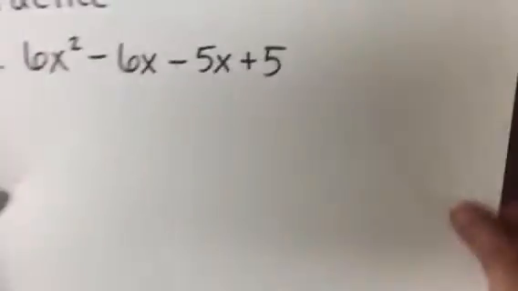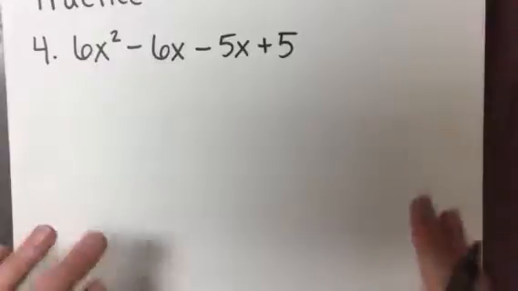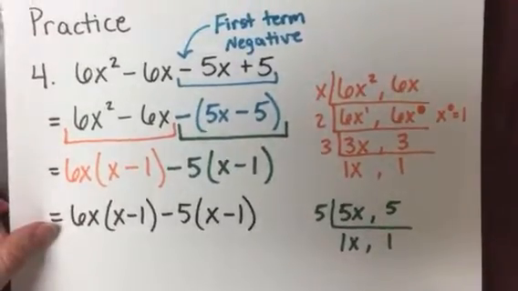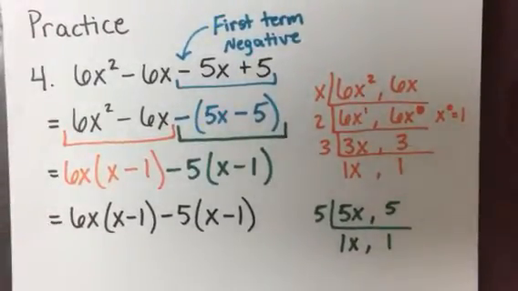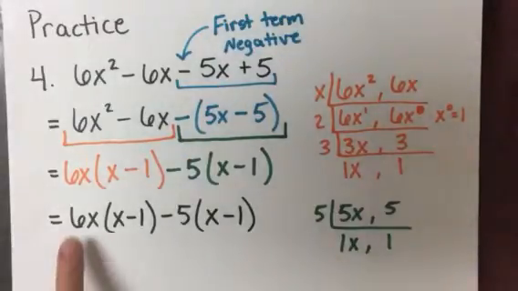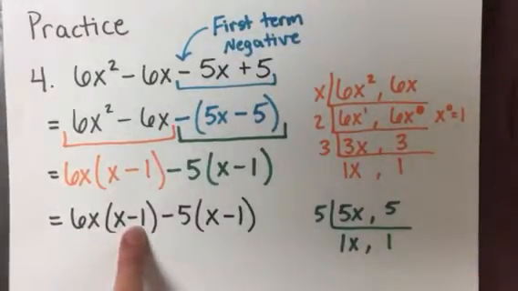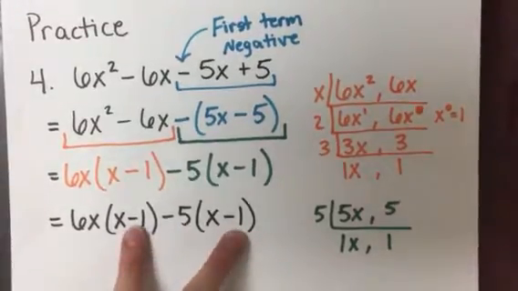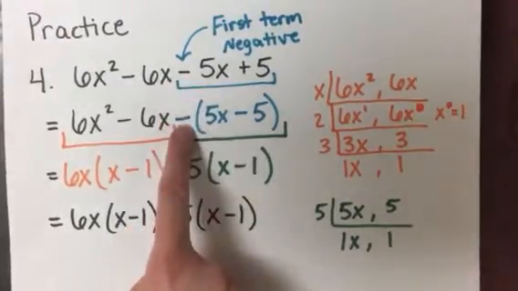Now practice some on your own. Number 4, press pause to try this on your own. Here's the factored work for number 4. Check your work. The final answer is 6x times x minus 1 minus 5 times x minus 1. Again, noticing the leftovers match. Did you remember to factor out the negative at the beginning?